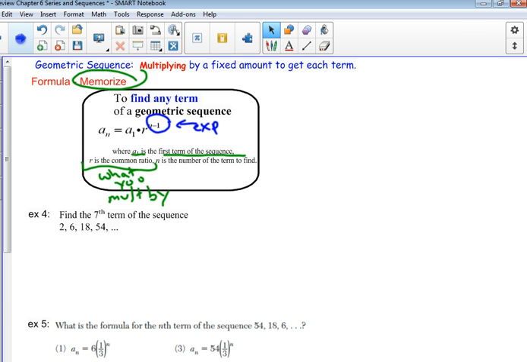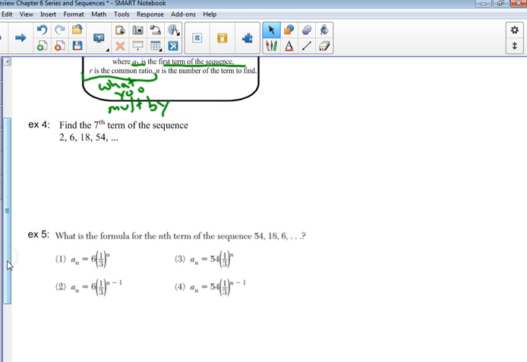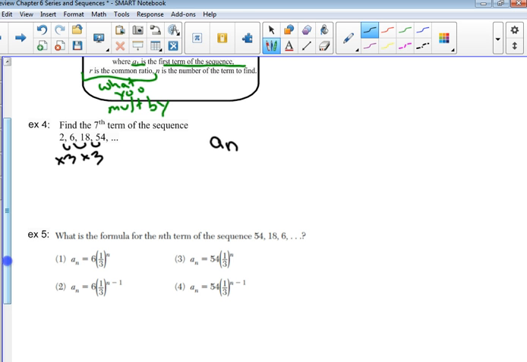Alright, so find the 7th term in the sequence. Well, let's see what's going on here. Multiply by 3, good job, yeah. Times 10. Great. So as soon as we know we're multiplying, let's use our geometric formula. Okay. So it is a sub 1 times r to the n minus 1.